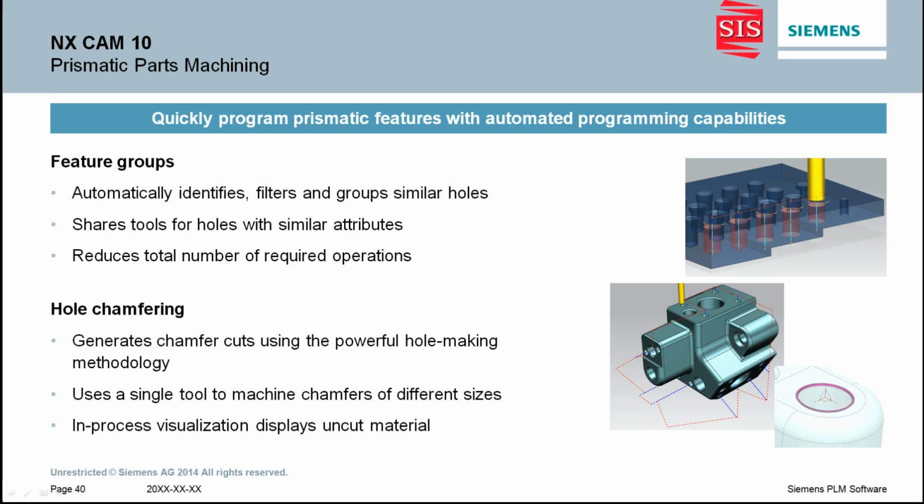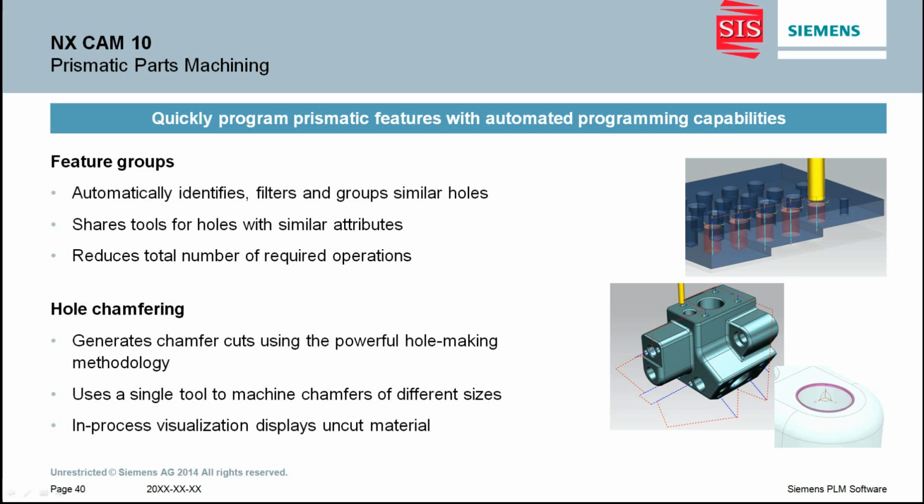Automated feature grouping uses feature-based machining capabilities to identify, filter, and group similar holes. You can minimize the number of operations needed to machine parts with many holes. Holes sharing similar attributes are programmed together so that they share tools. On the shop floor, the optimized machining process can reduce tool changes, shorten travel distance, and increase drilling accuracy.